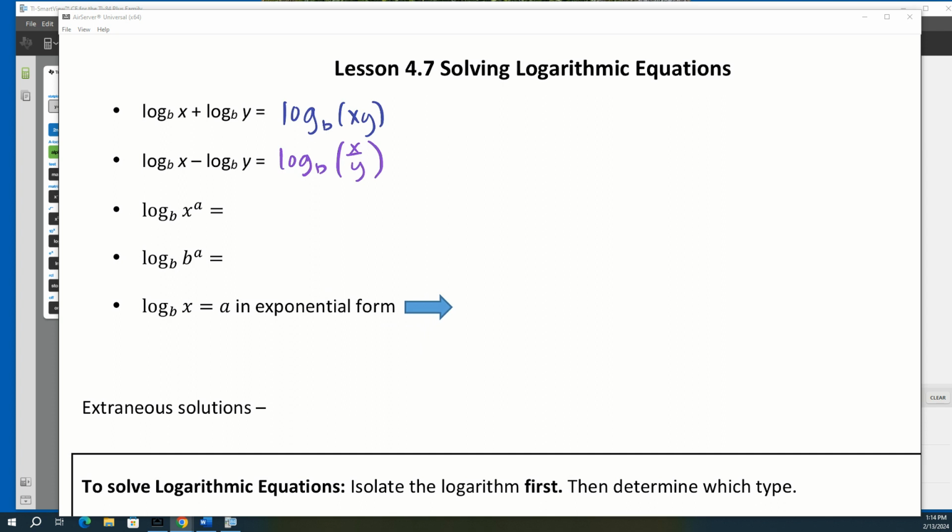All right, another property is that you have log of something raised to a power. What are you going to do with that power? Put it in the front and make it multiplication.